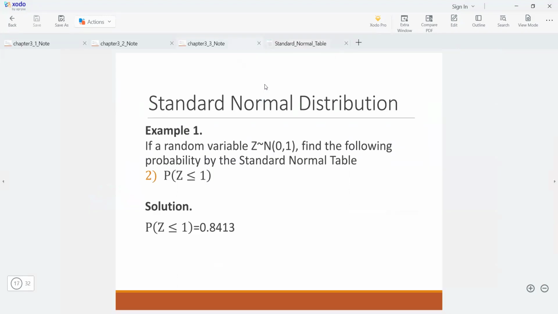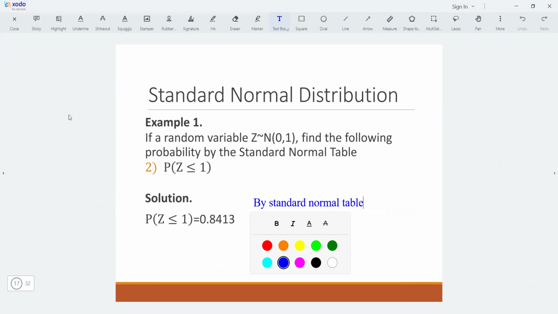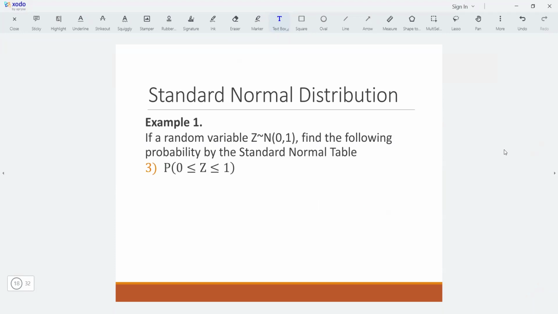Here, in part 2, we know the result is 0.8413, by our standard normal table. So far, so good. This is how we can use the table to find the probability that a standard normal random variable is smaller or equal to a specific value. And then let's look at this example.